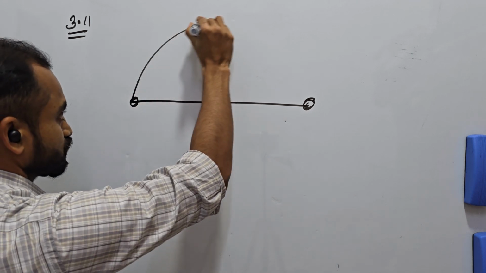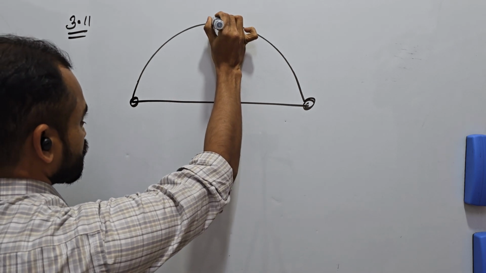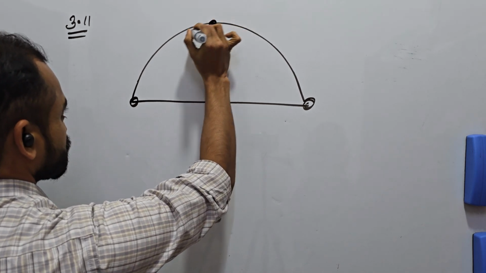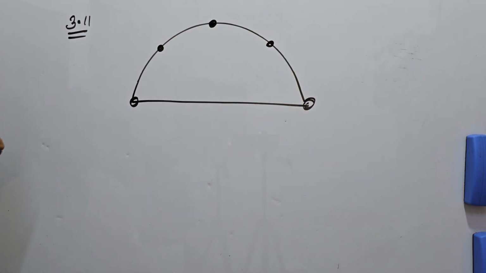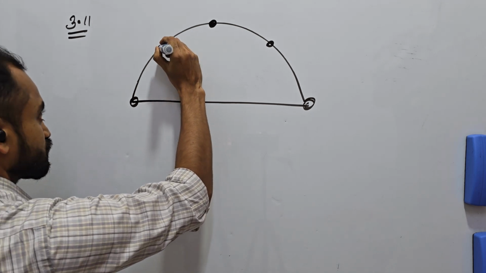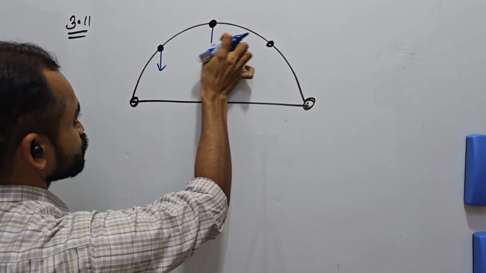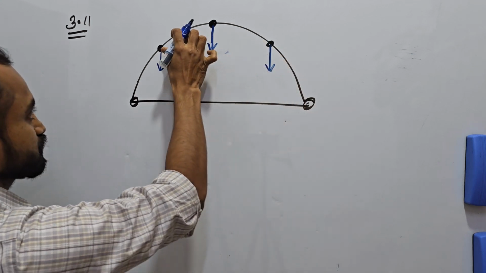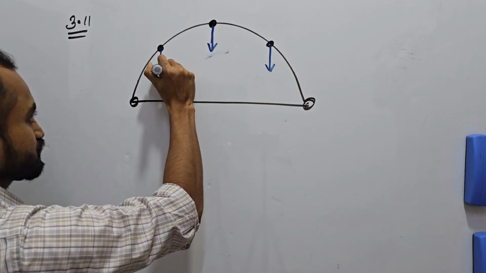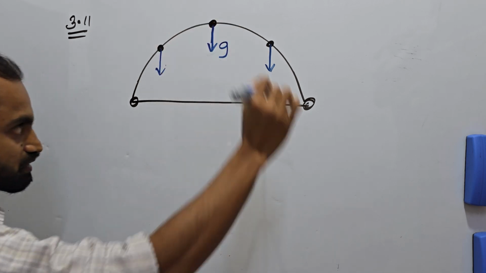So we will draw the projectile motion like this. You know that, right? At a maximum height or at any point, what is the direction of the acceleration? Downward, right? Acceleration is always 9.8 in the downward direction. So this is the direction of the acceleration.